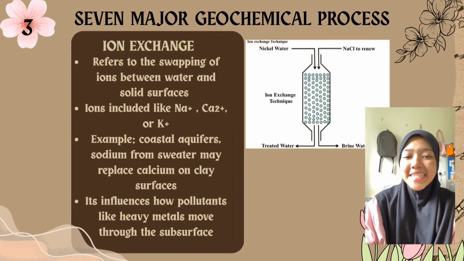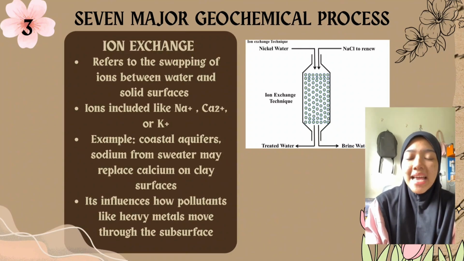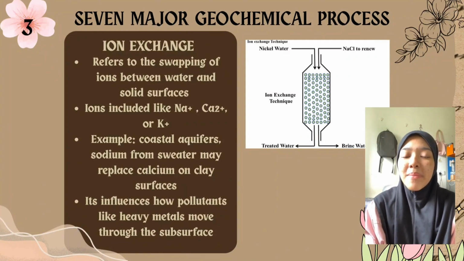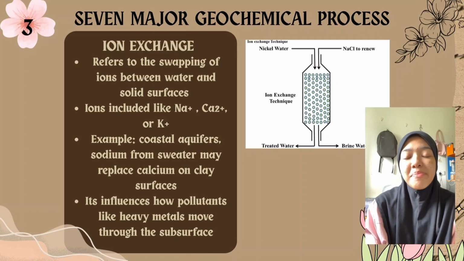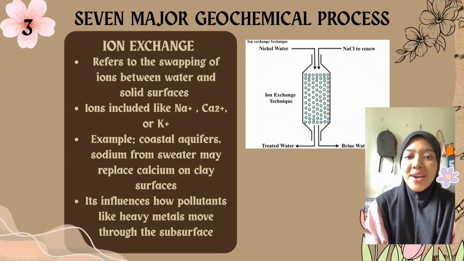Next up is ion exchange. It refers to the swapping of ions between water and solid surfaces, especially on clay minerals and organic matter. Clay particles are negatively charged and attract positively charged ions such as calcium, magnesium, sodium, and lastly potassium. As water flows through clay-rich sediments or soil, these ions can be exchanged based on their relative concentration and affinities.